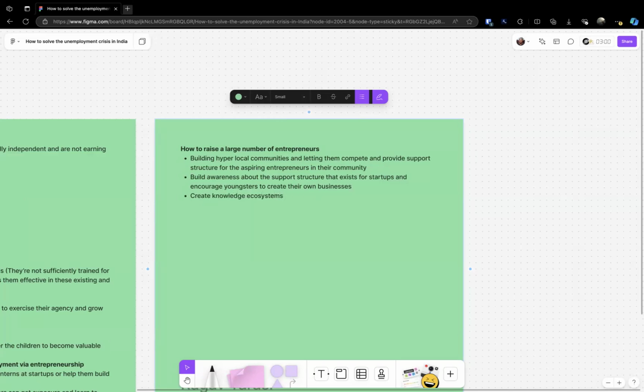And we can also create knowledge ecosystems where experienced entrepreneurs routinely guide young aspiring entrepreneurs. Create that high frequency exchange of knowledge across the tiers of entrepreneurs.